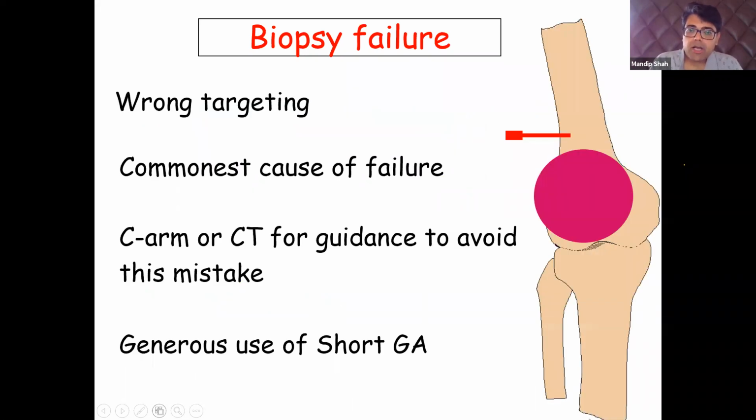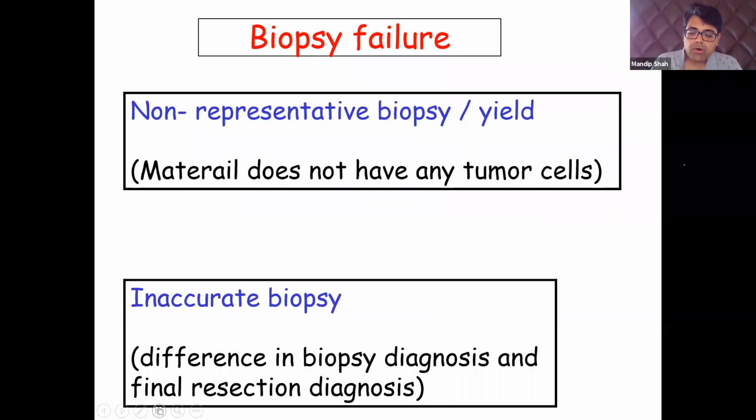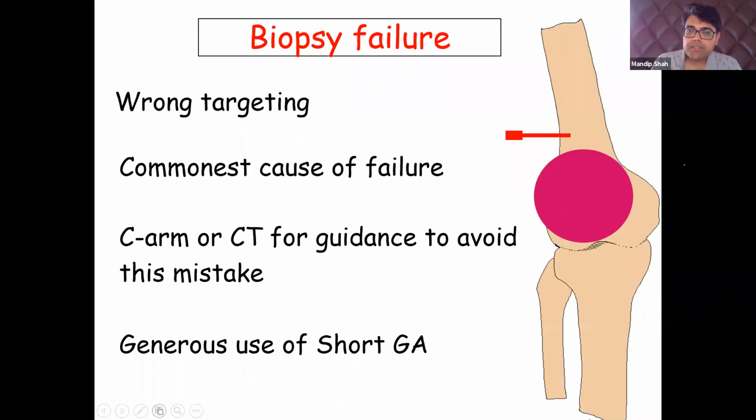As I said, these non-representative biopsies are mostly because of wrong targeting. That means your needle has gone to another place and not inside the tumor. The common cause of failure is that you have not used a guidance. So nowadays in almost every patient, I use C-arm or CT guidance, and I always use general anesthesia because you don't want your patient to move, because no amount of local anesthesia will prevent pain when you enter the bone. So it is important to do all the biopsies under general anesthesia.